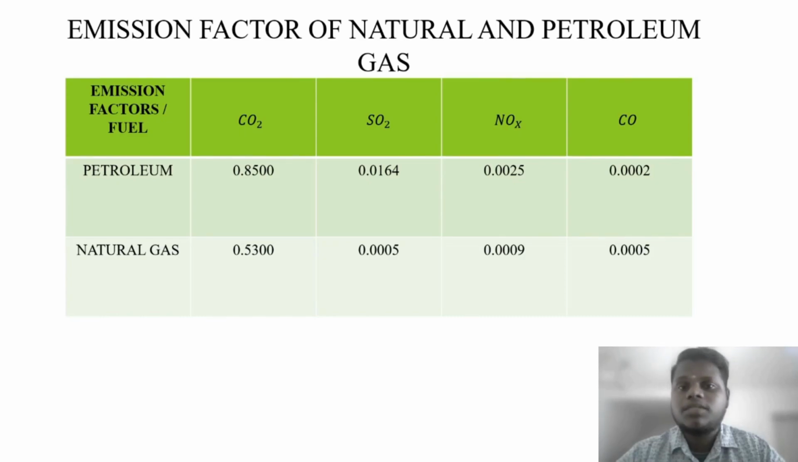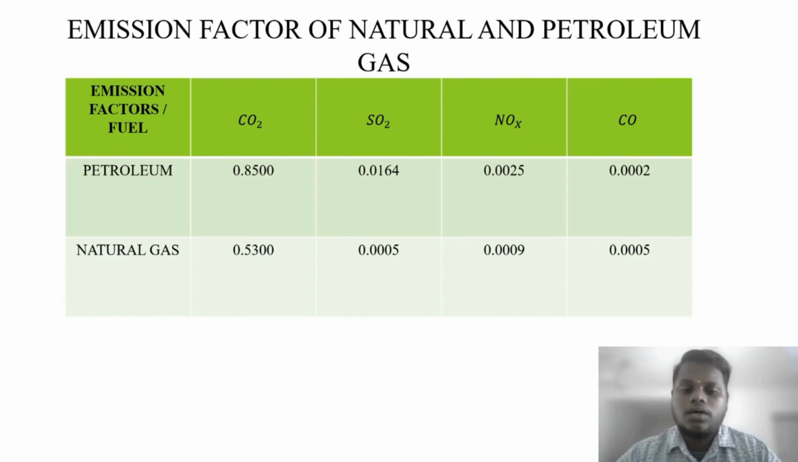Good day everyone, my name is Ganesh. So I'm going to continue the presentation with the title of Emission Factors of Natural and Petroleum Gas. So here I have stated a few types of emissions which are produced from petroleum and also natural gas, which are carbon dioxide, sulfur dioxide, nitrogen monoxide and also carbon monoxide.